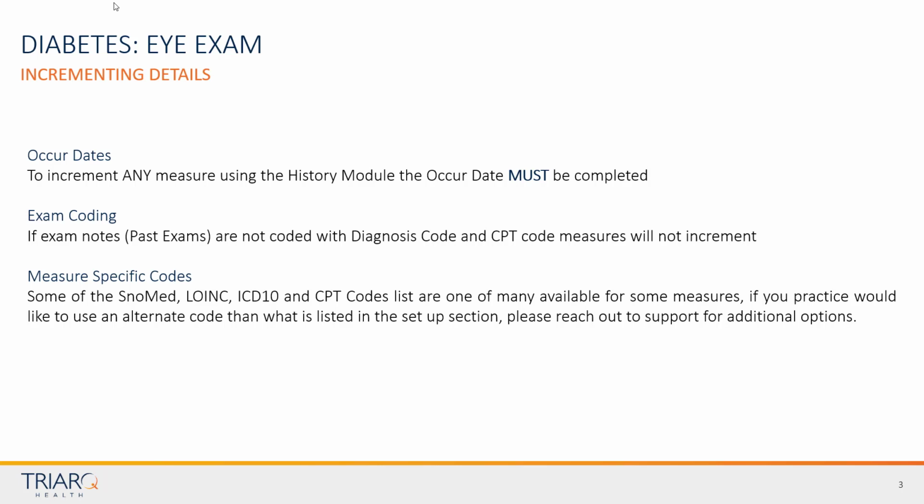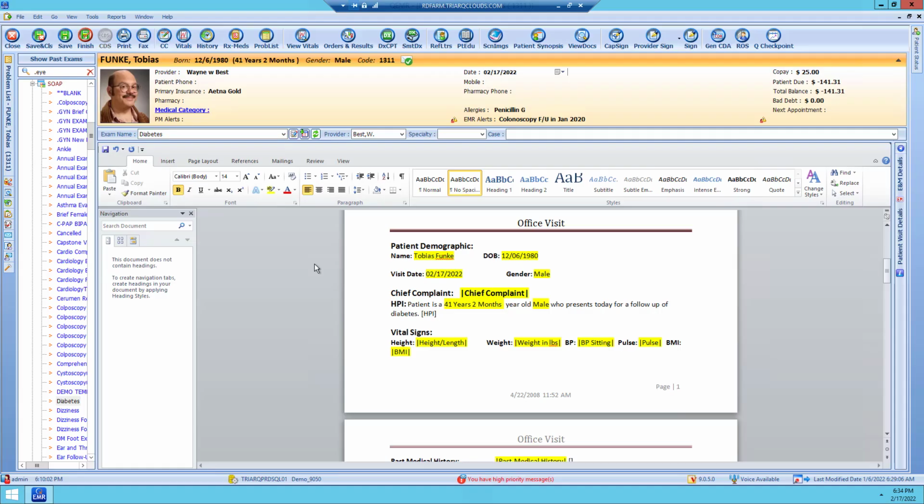If you would like to use an alternate code than what is listed in your setup, please reach out to support for additional options. Now I'm going to demonstrate the workflow for this measure. Before we get started on the workflow, please remember that there are some exclusions for this measure, and we encourage you to view the corresponding quick guide for more information on those exclusions.